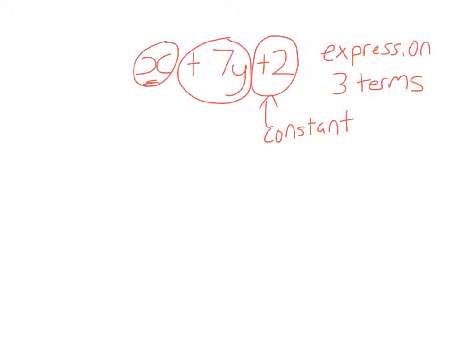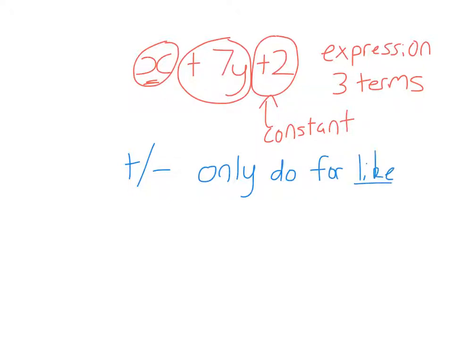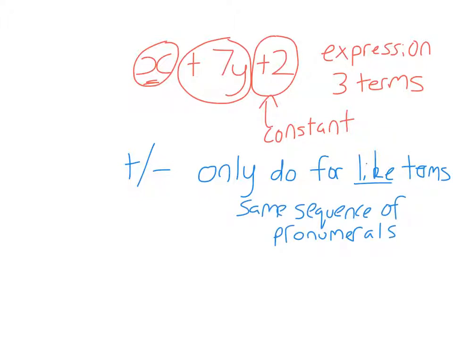Hopefully you all realize that x plus 7, y plus 2, cannot be simplified. I can't actually add these 3 terms together. That's because you can only add and subtract terms if they're like terms. Remember, you would have come across like terms last year. Like terms means it has the same sequence of letters. And of course, pronumeral just means letter.